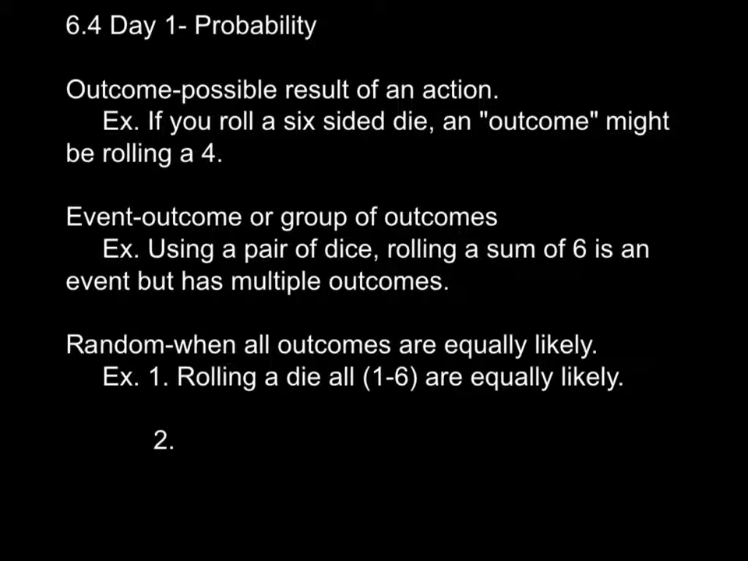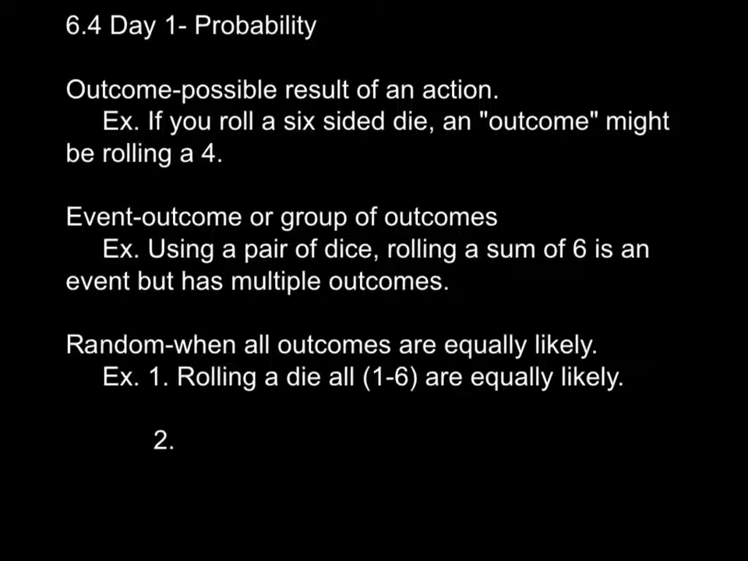Random. Here's our new vocabulary word. Random is when all outcomes are equally likely. Okay, let's say I have a coin. I have the same chances of flipping a heads as I do a tails. It's a random thing. That's why we like to do coin flipping to see who will win. The first example I have is rolling a dice. All 1 through 6 are equally likely. Okay, I don't have a better chance of rolling a 6 or a 1 because there's only one of each of those numbers.